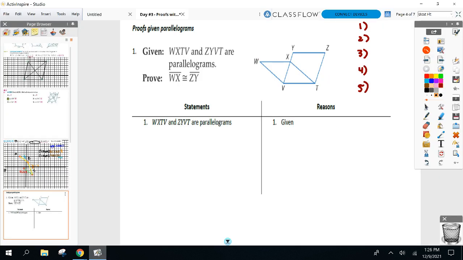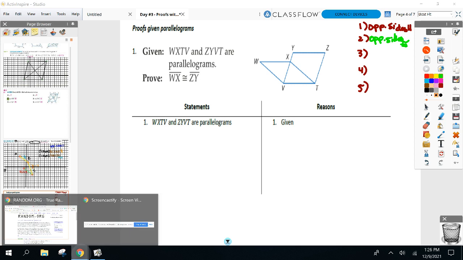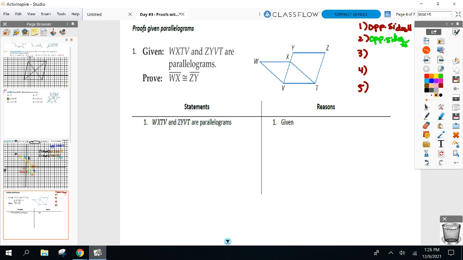First property: opposite sides parallel. Next property of parallelograms: opposite sides congruent. Opposite sides congruent. Next property: the diagonals bisect each other.